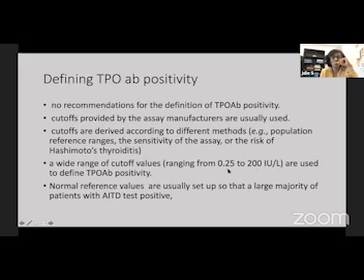So a wide range of cutoff values are reported across literature. From 0.25 international units to 200 international units have been used as an upper limit of TPO positivity. So normal reference ranges have usually been set up so that a large majority of patients with autoimmune thyroid disease test positive.